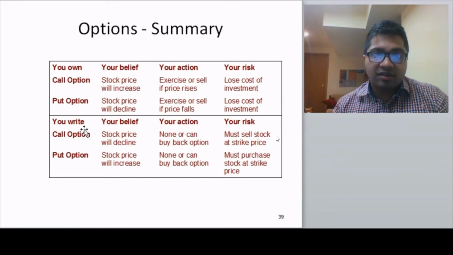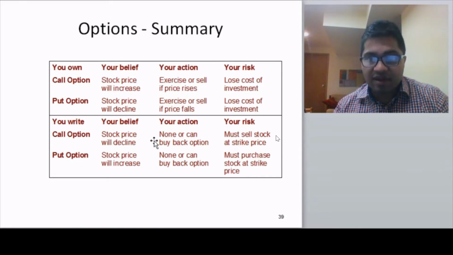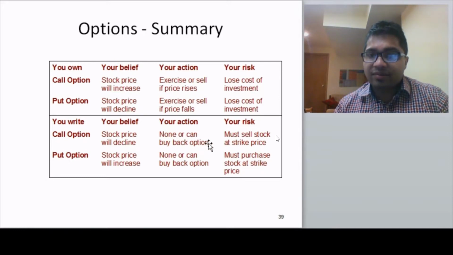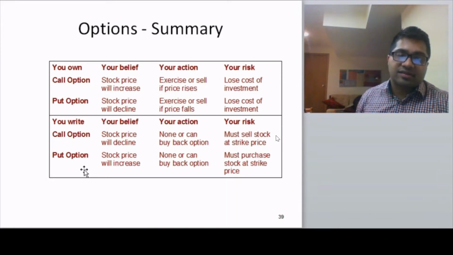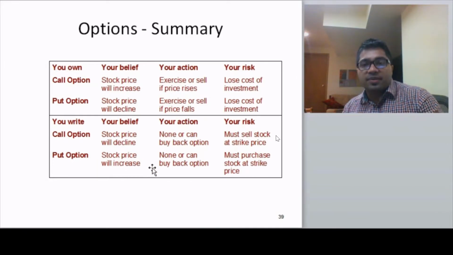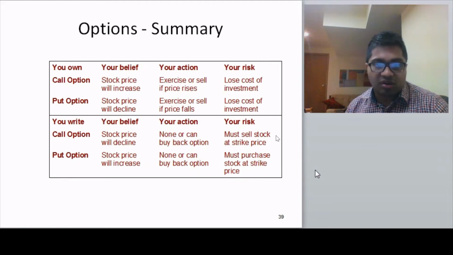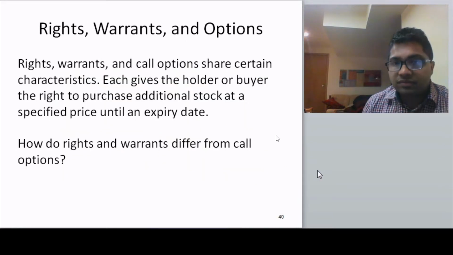As a writer of a call option, your belief is that the stock price will decline, and that is the risk you have. Your action is none, or you can buy back the option. Your risk is that you must sell stock at the strike price no matter what the price is. Put writer: your belief is that the stock price will increase. You take no action, or you can buy back the options at a later date. Your risk is that you must purchase the stock at the strike price.